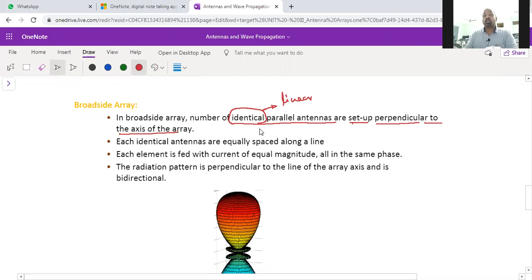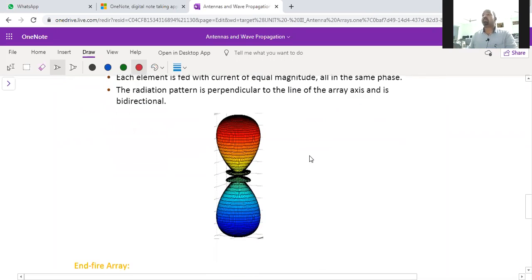For example, if the array contains four antennas, all four are of the same type. They are all dipole antennas, or all four are parabolic reflector antennas, or all four are horn antennas, like that. The same type of antennas we use in the array, and they are set up perpendicular to the axis of the array.